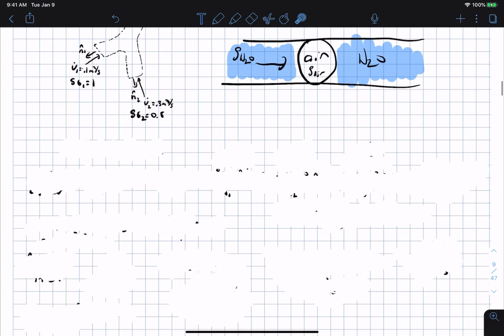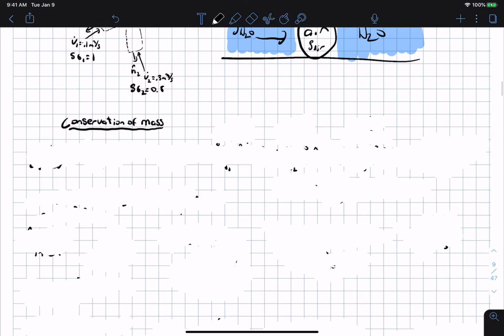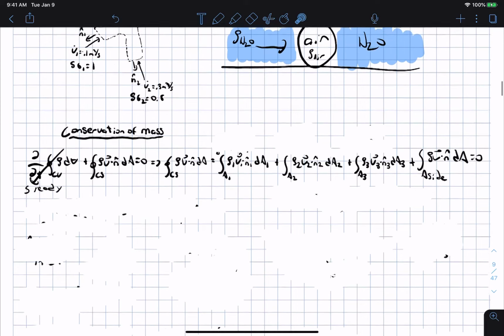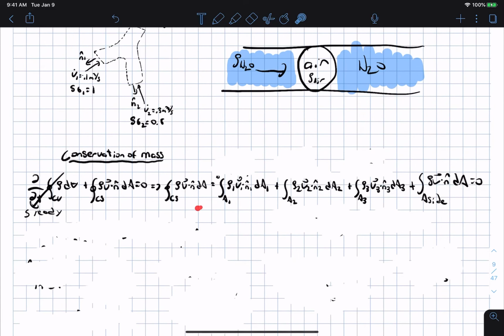Okay, so we apply conservation of mass. Conservation of mass says that the time derivative of mass in the control volume plus the net mass leaving through the control surface is equal to 0, and this implies that, again this is steady, so we can cross the time derivative out, that the integral over the control surface is equal to 0, because that's the only term that survives.